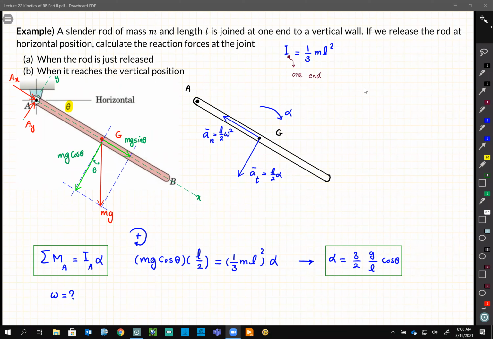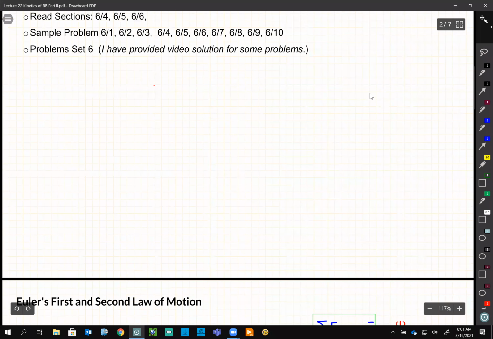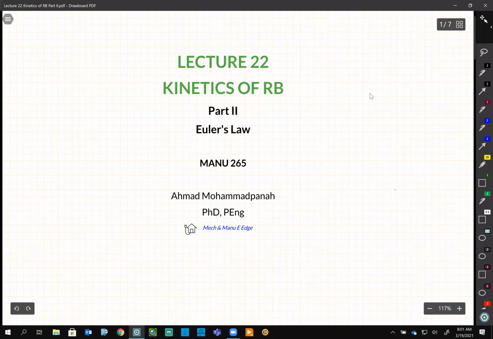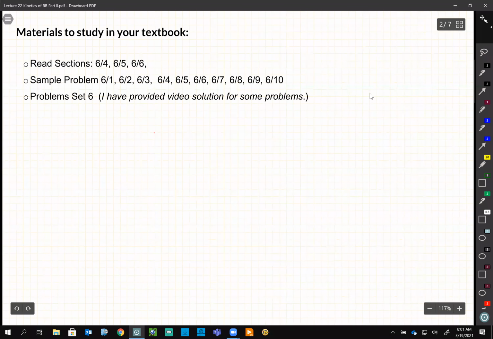This is the example from lecture 22, and I thought you guys could solve it on your own, which most of you maybe did. There are some questions, so I'll quickly continue its solution. Just to refresh your mind, let's move back a few slides. This is from lecture 22. This is where we started talking about kinetics of rigid bodies.